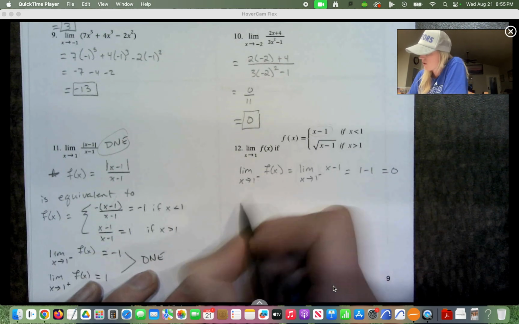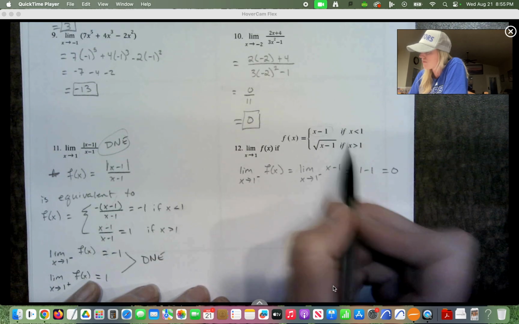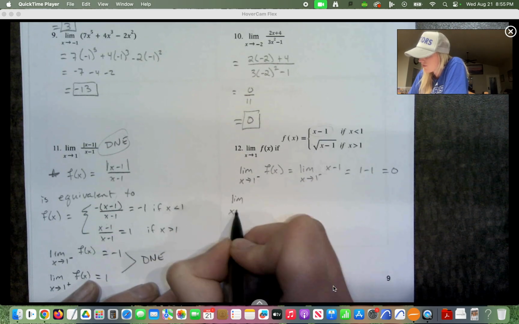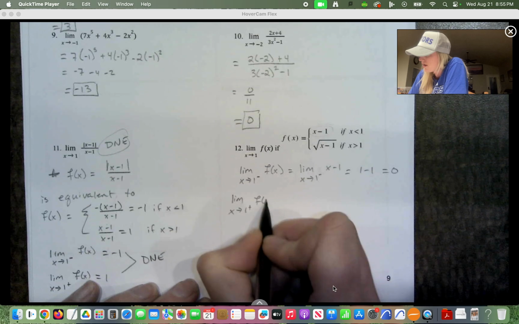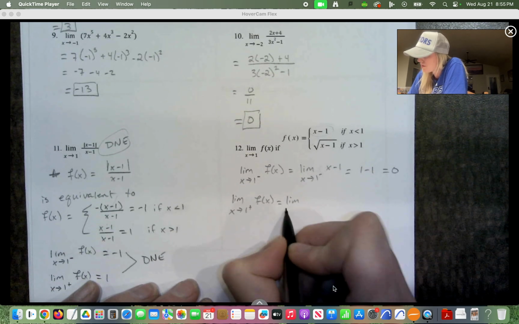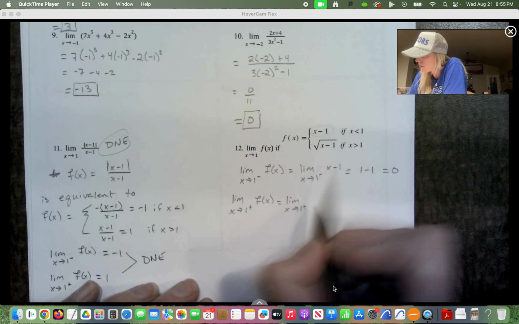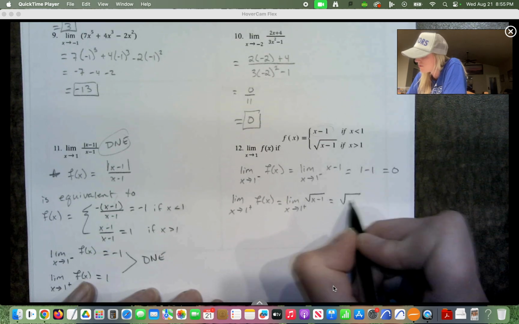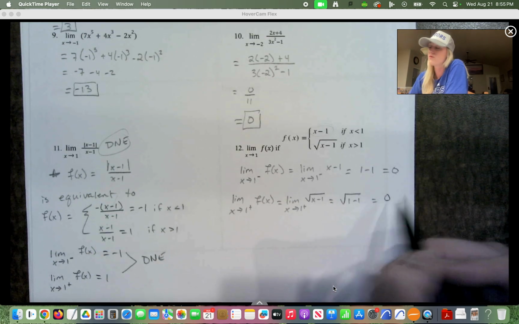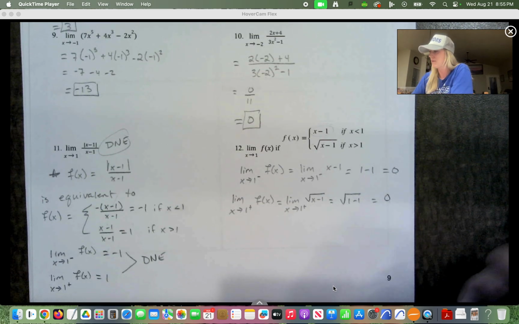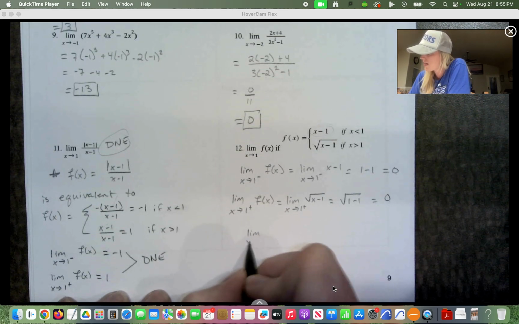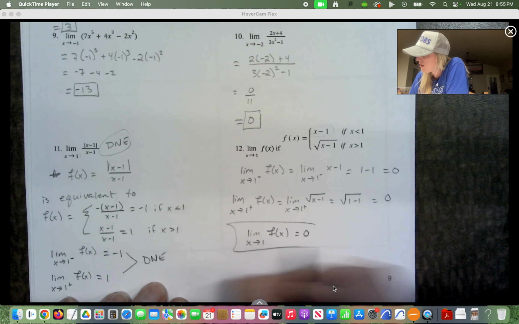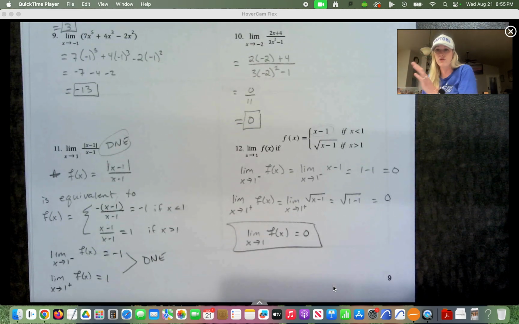We got to check the right-hand limit as well. So if x approaches 1 from the right side, so that's going to be x is larger than 1, I'm going to use this piece. So the limit as x approaches 1 from the right of f of x. So I'm going to again show what piece that is exactly. So that's just this part. Okay, and now I'm going to plug in 1 for x. And I also get 0. So the left hand and the right hand limits both equal the same number. So that is our limit. So we're going to say the limit as x approaches 1 of f of x equals 0.